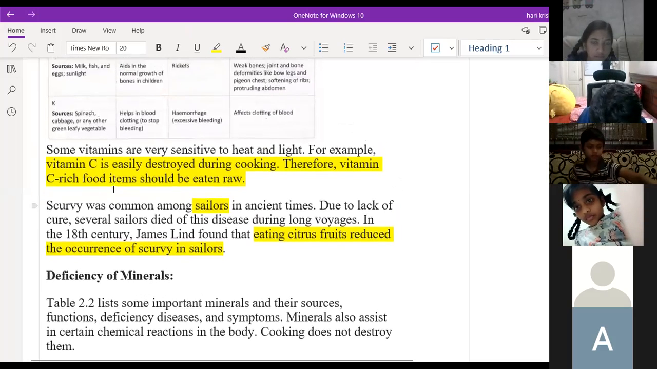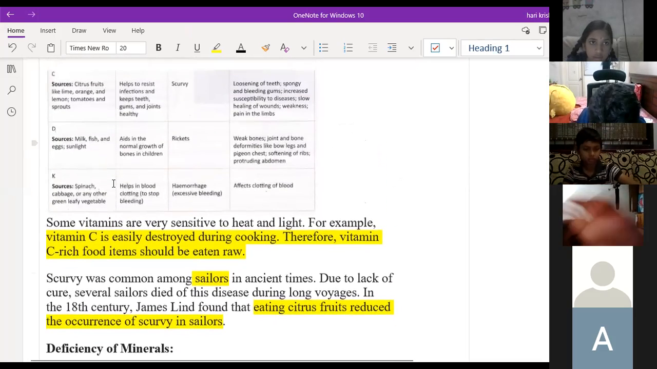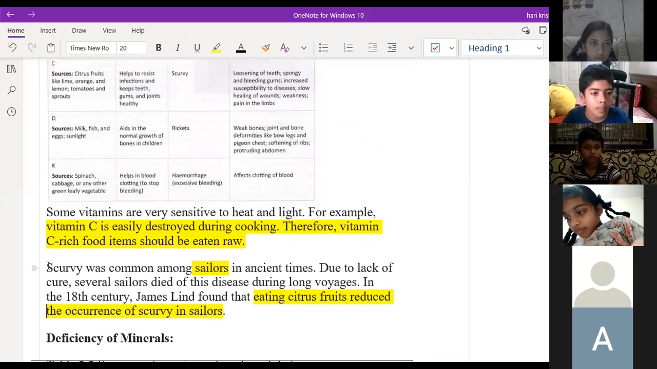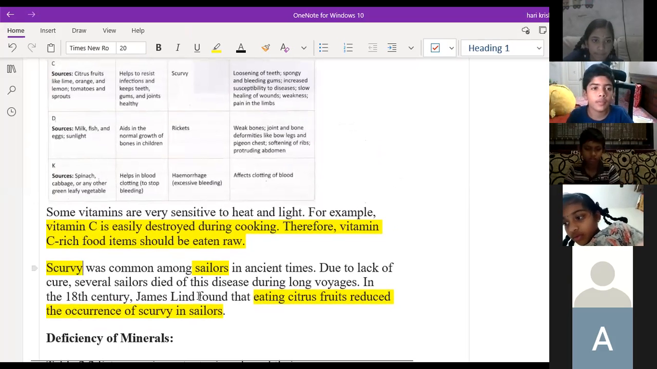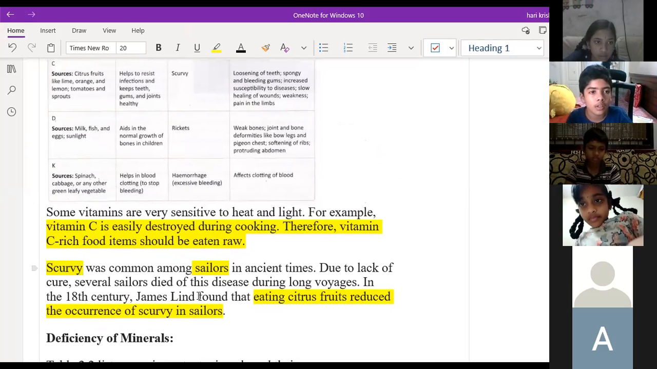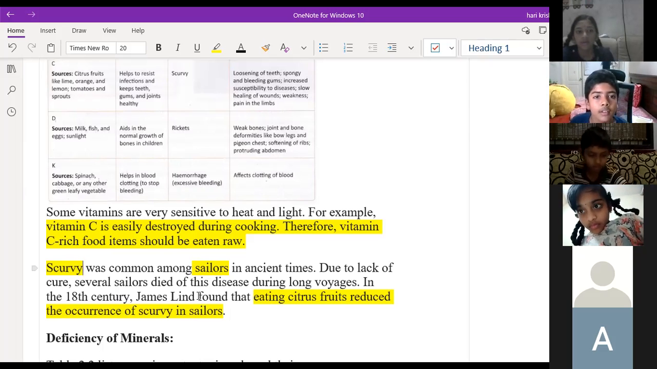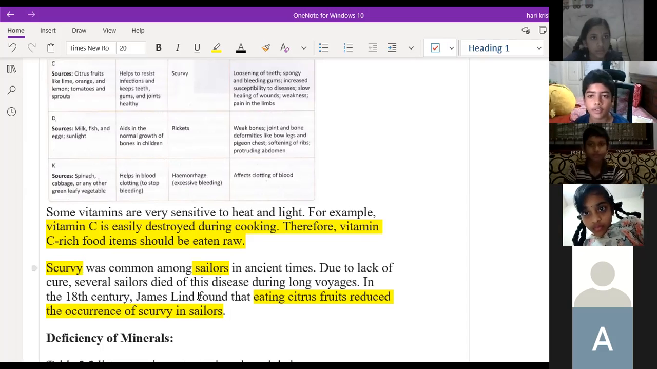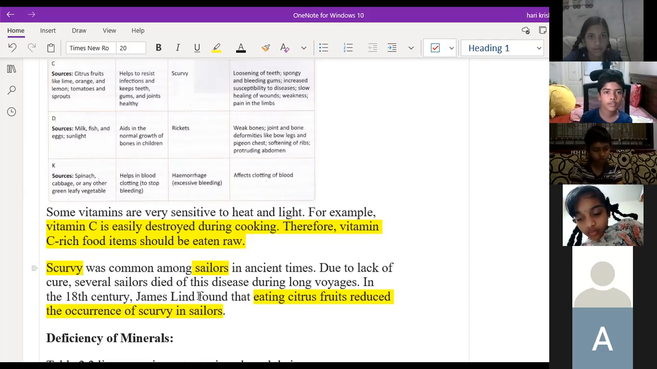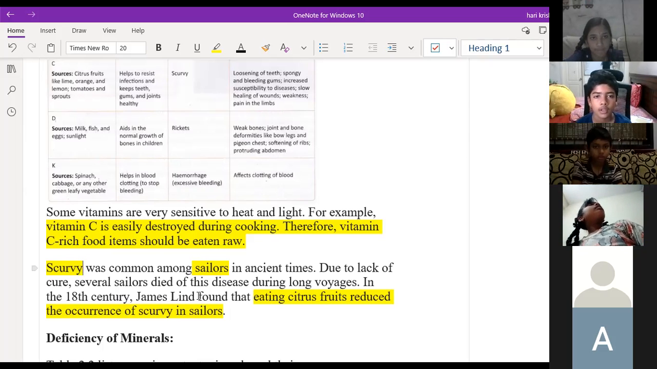What is scurvy disease? Sir, the symptoms are bleeding of gums, loosening of teeth, and wounds will heal very slowly. Limbs will pain, and we will get diseases easily.